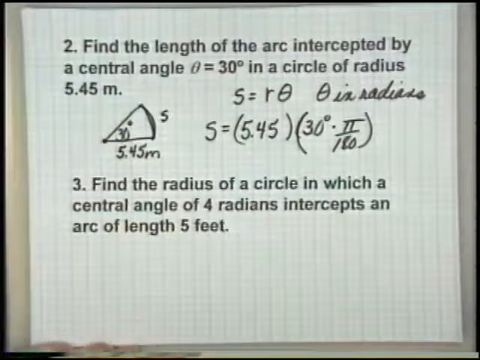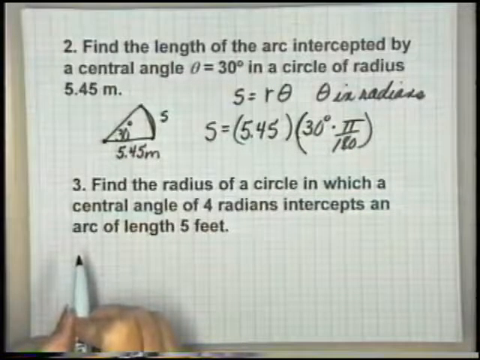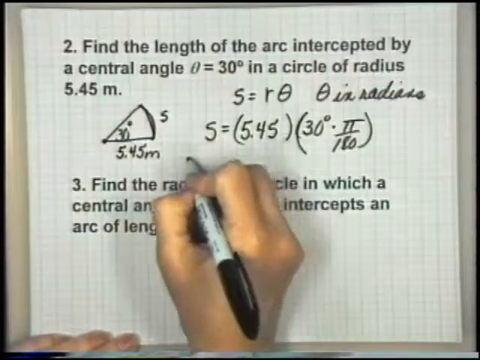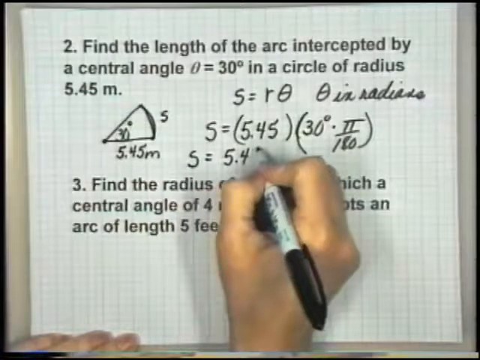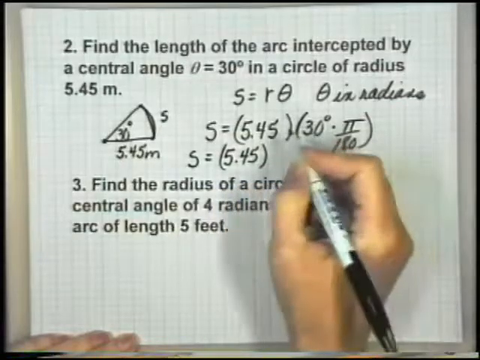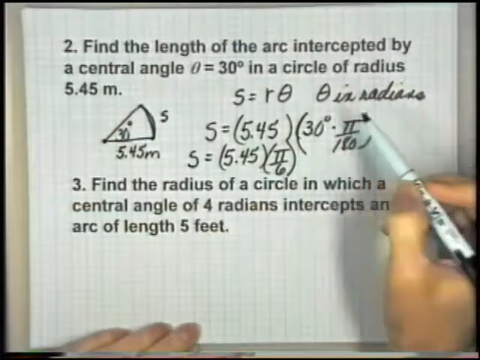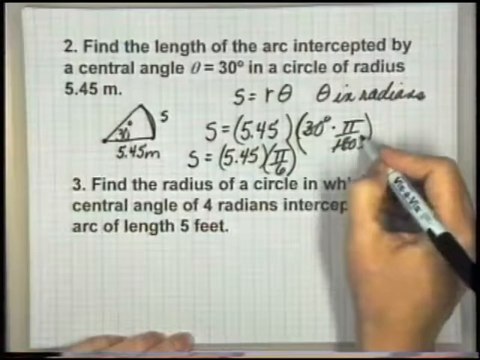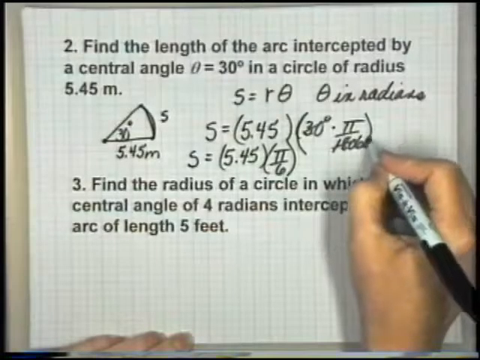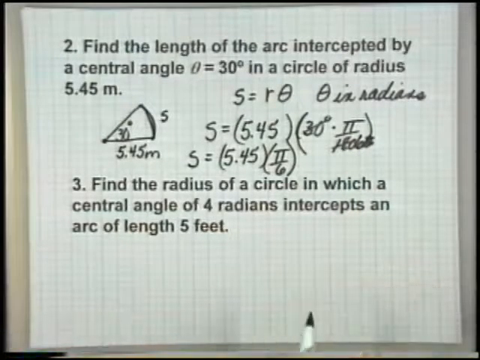Now the truth is, I would expect you to know that 30 degrees is equal to pi over 6. So that's what I'm going to do with it. I'm going to write 5.45 times pi divided by 6. If you need to see it, 30 goes into 30 once, 30 goes into 180 6 times, and so that's where you get pi over 6.